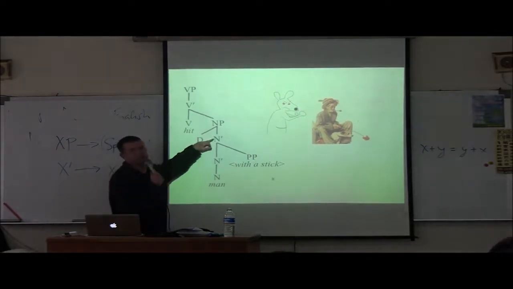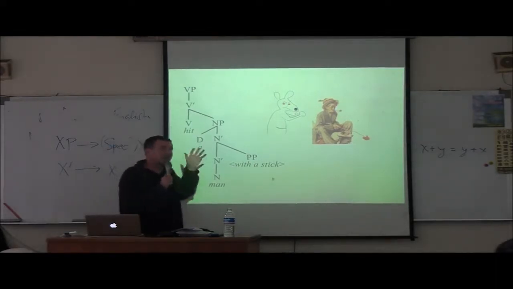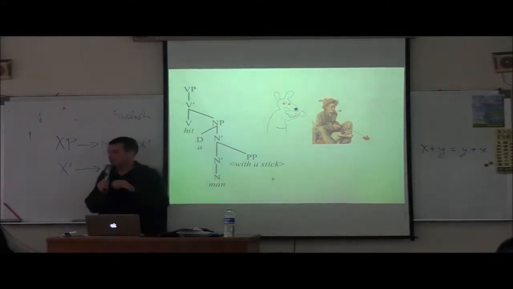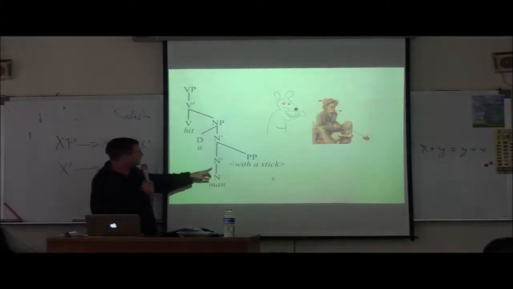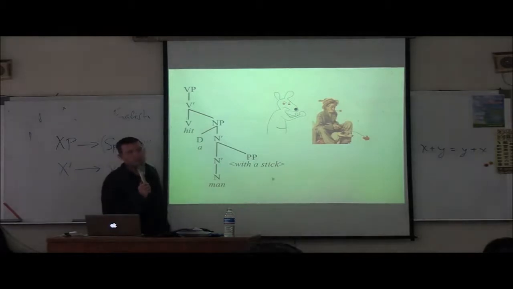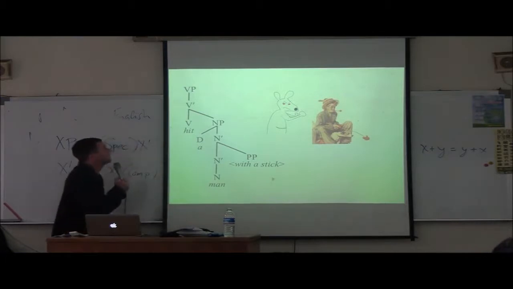Adjuncts are the daughters of N bar and the sisters of N bar, or daughters of X bar, sisters of X bar. In this case, it's N bar. Where's the complement? The answer is there's no complement. So a man is a phrase that doesn't have a complement. And if you put a stick in his hand, he still doesn't need a complement.